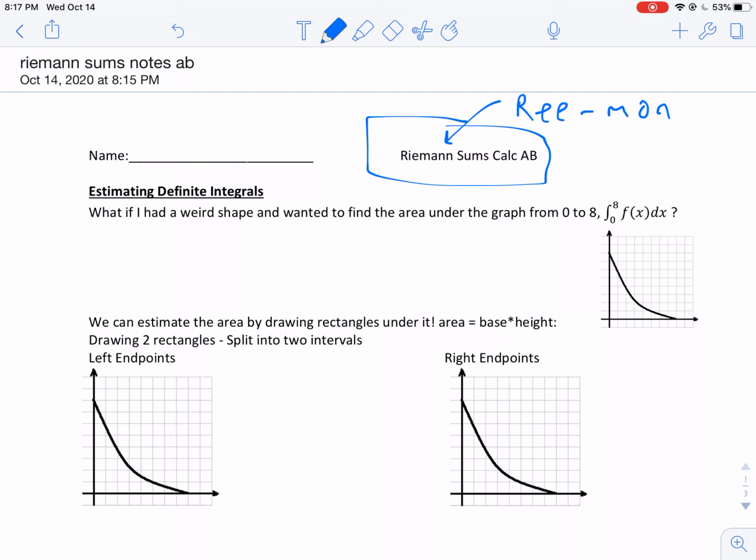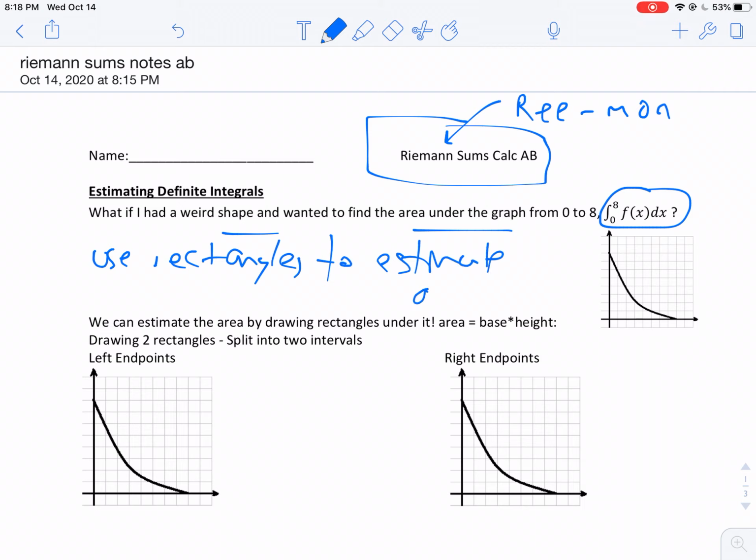So basically, here's what Riemann sums allow you to do. What if you had a weird shape and you wanted to find the area under the graph? So we know that this is an integral. Now, in the last video, we talked about how to estimate with triangles and circles and rectangles, but this is not like that, right? You can't find this area just by one of those common shapes. So what we're going to do is use rectangles to estimate this area. And of course, the area I'm talking about is still the area under the curve that we were trying to find, so that's just this area in here.